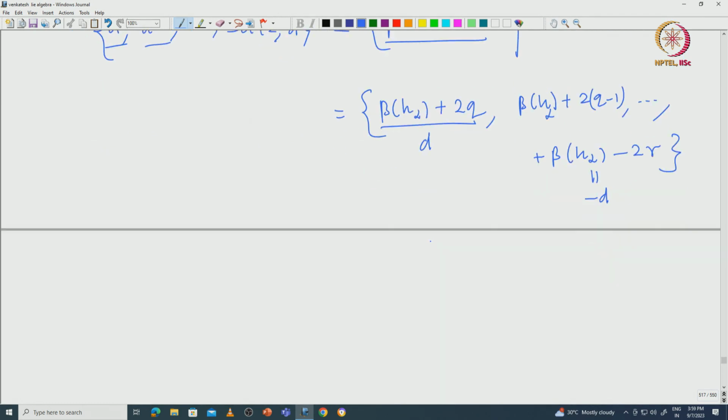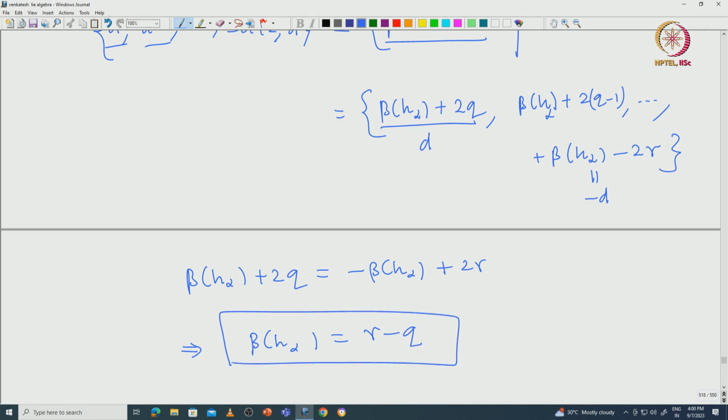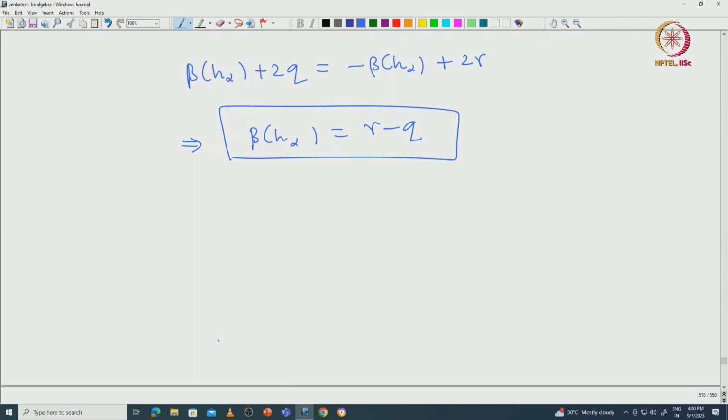So, that gives us the following relation. Beta of H alpha plus 2q must be equal to minus beta of H alpha plus 2r. So, this forces that beta of H alpha is equal to r minus q. Okay. So, we have plenty of consequences from what we have observed. So, beta of H alpha is r minus q, and this alpha string through beta is unbroken, and so exactly we get all these roots here.